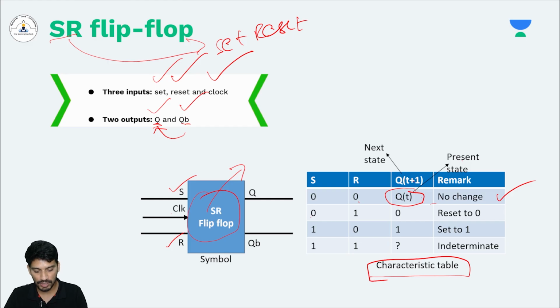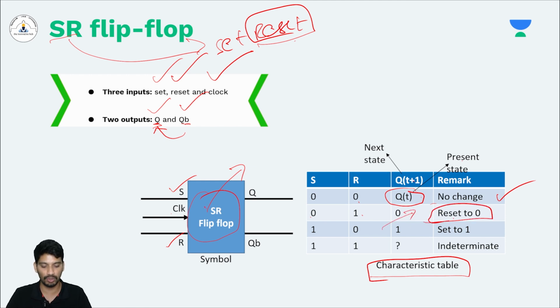And when S is 0 and R is 1, R is 1 means I want to reset this flip-flop. So no matter what the input is, it should go to 0. So we will call this reset to 0. And if S is equal to 1 and R is equal to 0, no matter what the input is, it should go to 1. Then we will call this set to 1.